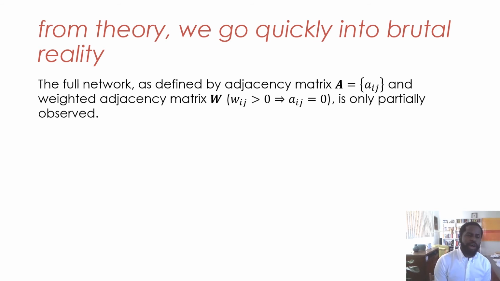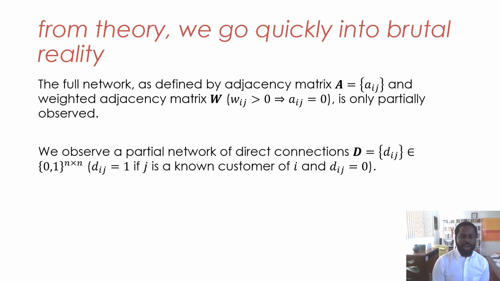So the full network is defined by this adjacency matrix, A_ij, where the weighted adjacency matrix is related, but is only partially observed. I can explain that a little bit, because we observe a partial network of direct connections, D, as we had written in the paper, where this connection is just directional. It's a directional network, not weighted, because it's only 0 or 1: 1 if we know that j is a customer of i, and 0 if we don't know that they're a customer of i.